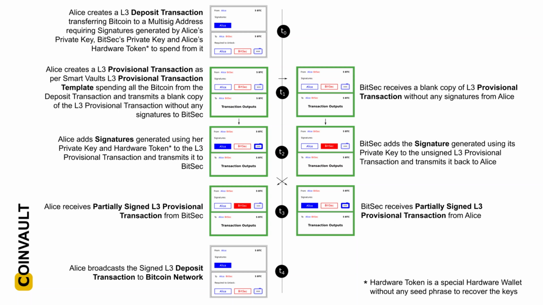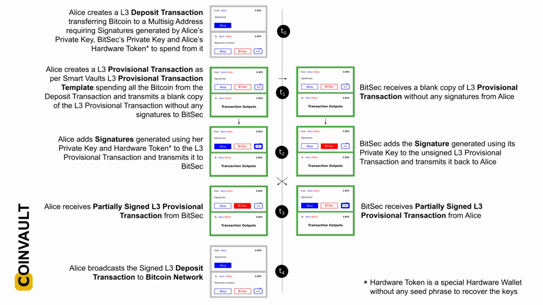BitSec then adds the signature generated using its private key to the copy of the unsigned L3 provisional transaction received from Alice, and sends the partially signed L3 provisional transaction back to Alice. In parallel, Alice adds the signature generated using her private key, and the signature generated by her hardware token, to the unsigned L3 provisional transaction, and sends the partially signed L3 provisional transaction to BitSec.